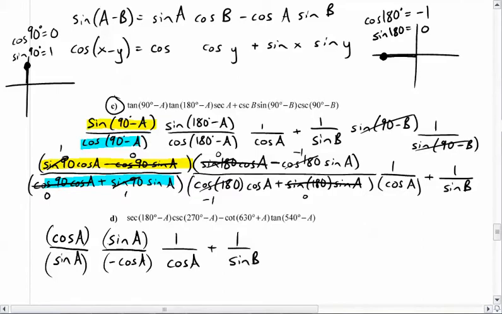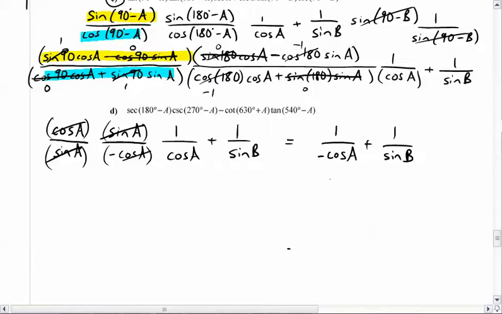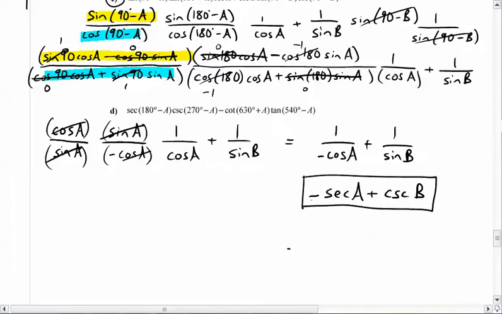So now I can cancel in this left-hand side. Sine divided by sine is 1. Cos divided by cos is 1. So I get still a negative sign. 1 over negative cos A plus 1 over sine B. Now I can change that back into cosecant and secant. So that would be negative secant A plus cosecant B. Voila. That was only 6 minutes. That's not so bad.